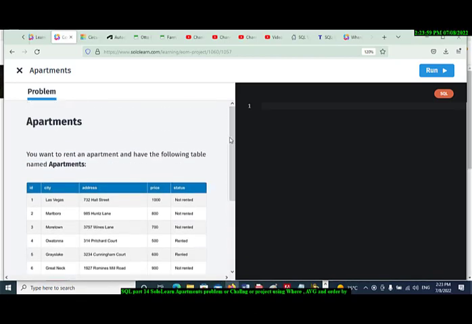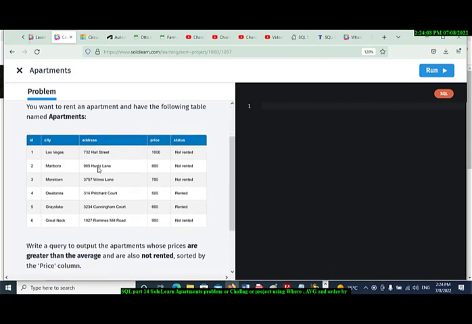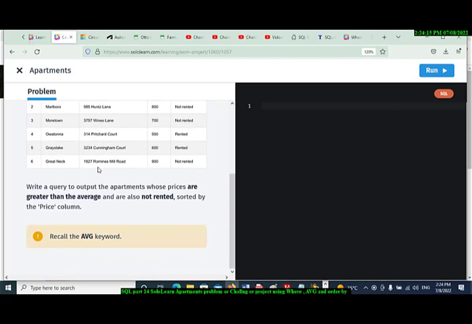A challenge on the SoloLearn SQL course: apartments. You want to rent an apartment and have the following table named apartments. This table has 5 columns: ID, city, address, price, and status. Write a query to output the apartments whose prices are greater than the average and are also not rented, sorted by the price column. We are using AVG, WHERE, and ORDER BY.